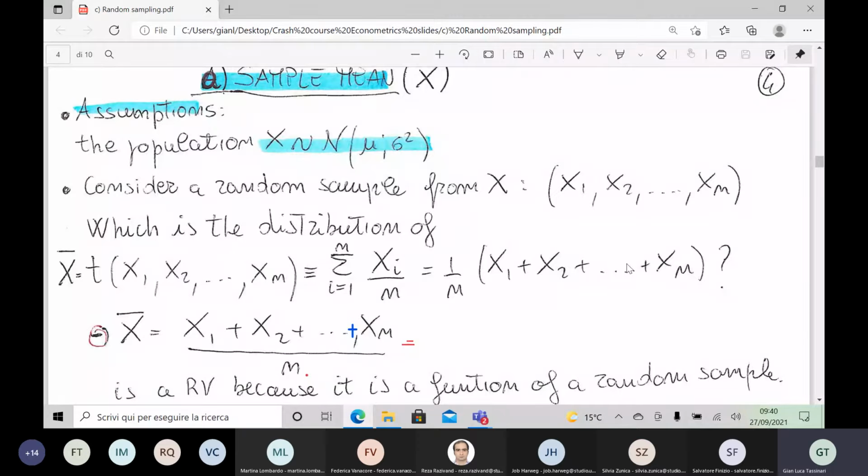What do you have here inside parentheses? You have the sum of n random variables. So a sum of n random variables is a random variable itself. So what I've just shown you is that X bar is a random variable. If you think to what I told you before, a function of a random sample is a random variable. Here we saw a particular function of a random sample, because capital X bar is the sum of the elements of a random sample divided by their number.